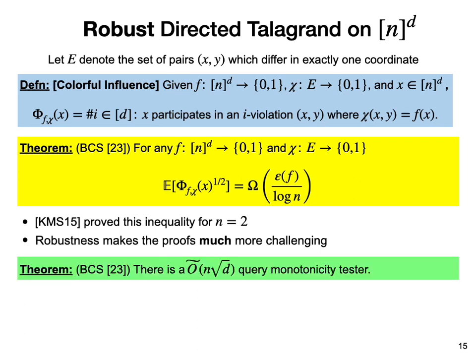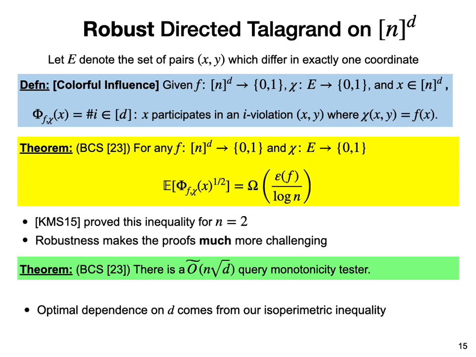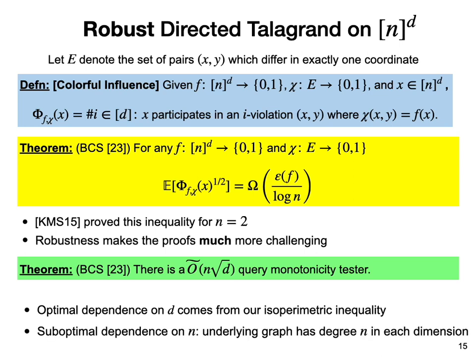So using this inequality, we're finally able to analyze our tester, which makes n square root d queries. I'll just mention that the optimal dependence on d is really coming from this robust isoperimetric inequality. And the suboptimal dependence on n is coming from the fact that the underlying graph that we're testing on has degree n in each dimension. So when our tester performs its random walk, it picks a step size out of 1 through n in each coordinate. Essentially, there is a particular step size that is going to work, and there are n possible choices. So this is where we get our loss of n.